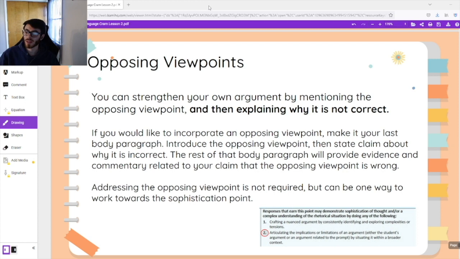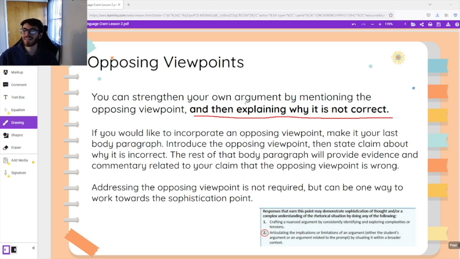You're probably also thinking we're not supposed to do neutral essays, right? We're supposed to have our own position and support our one position. Yes. However, you can strengthen your own argument by acknowledging the opposing viewpoint and then explaining why it is not correct. So you don't want to give credit to the opposing viewpoint. If you bring up the opposing viewpoint, you want to spend the majority of the space around that completely tearing it apart.